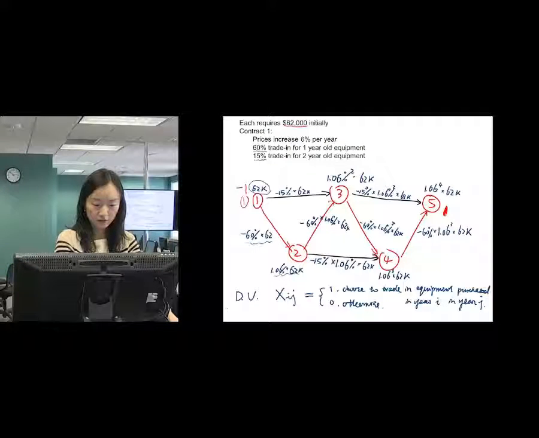Then go back. x12, x13, done. Then we'll do x23. So the cost that happens on this arc would be the equipment purchase cost, subtract this trading value here. Okay, I'll ask you guys to write it down, so you tell me when I go to the next page. Write down your own coefficient.